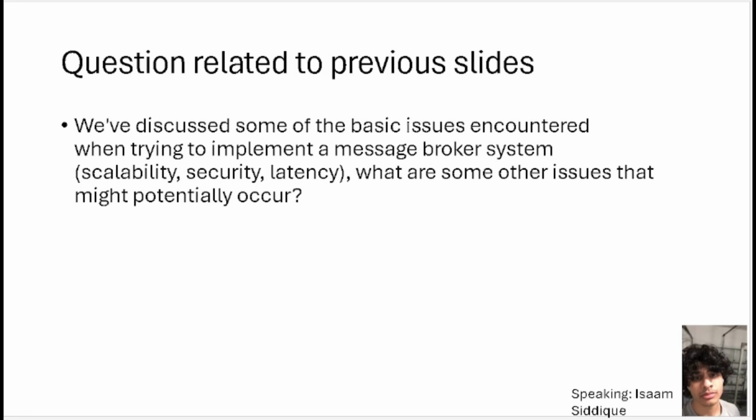And finally, I'm going to ask a question for the audience. So we've discussed some of the basic issues encountered when trying to implement a message broker system. We talked about scalability, security, latency. So what are some other issues that might potentially occur? I think some issues can occur with networking, maybe, and that's for you guys to decide.